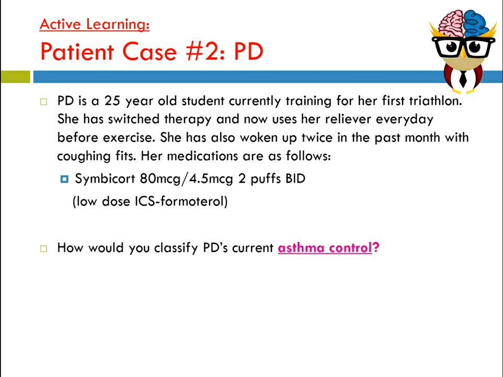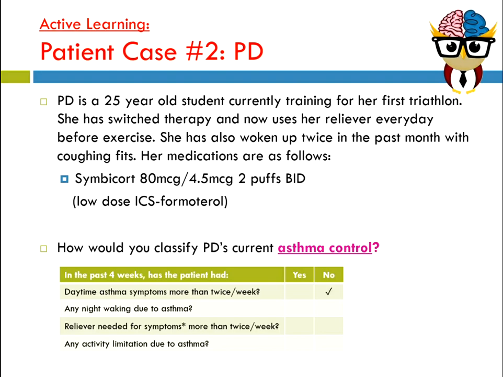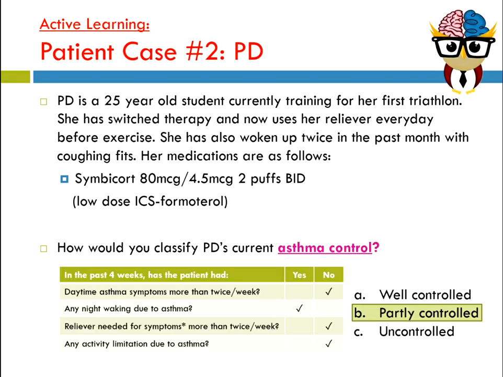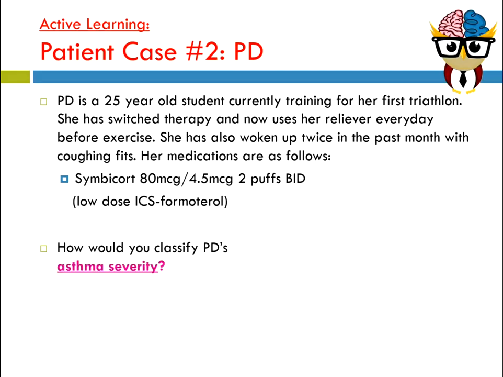So control is what options? Control. Okay. And how many symptoms does she have? Or what? How many yeses do you have? Yeah, those two. Twice in the past month. So we have one, but we have partly controlled. Okay? Because that use of a reliever before exercise is what that aspect is about, and it does not apply in those situations. Okay? How would you classify her severity?